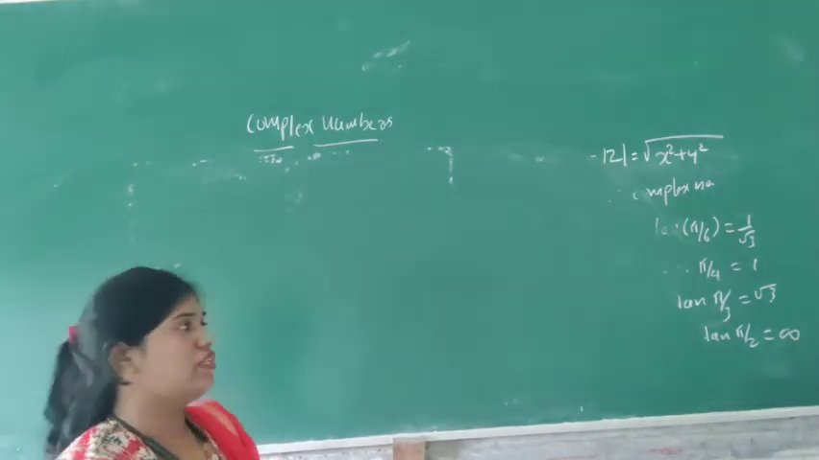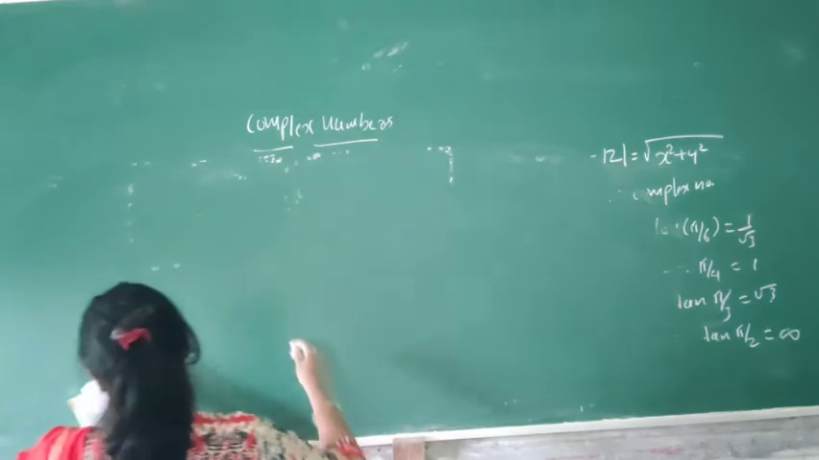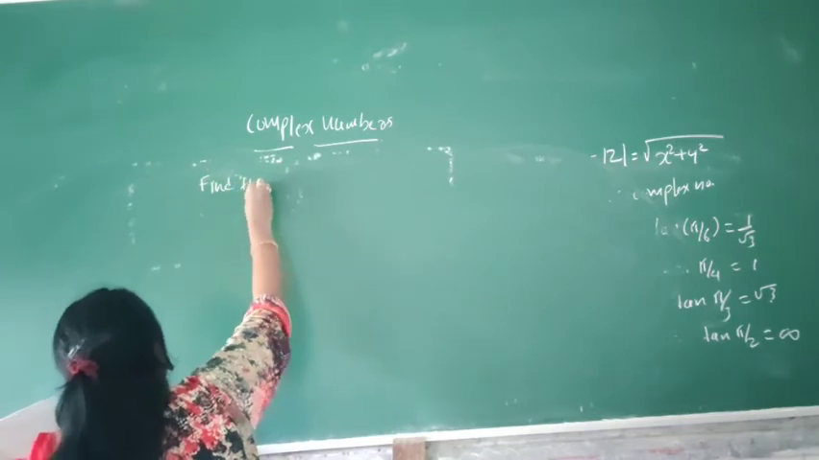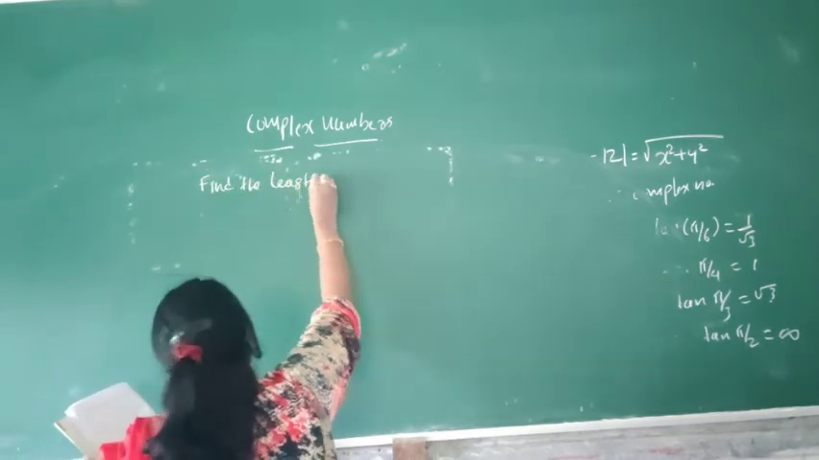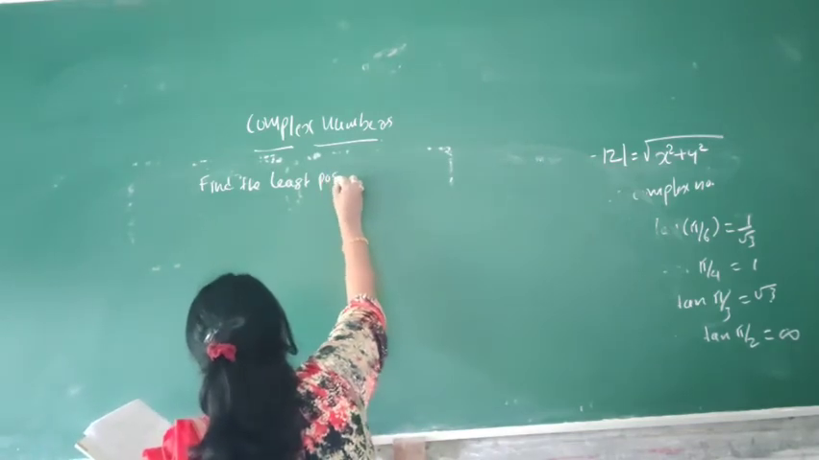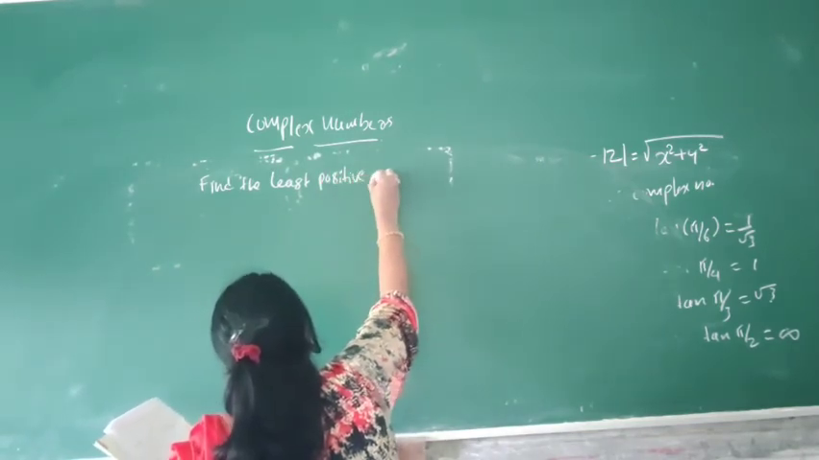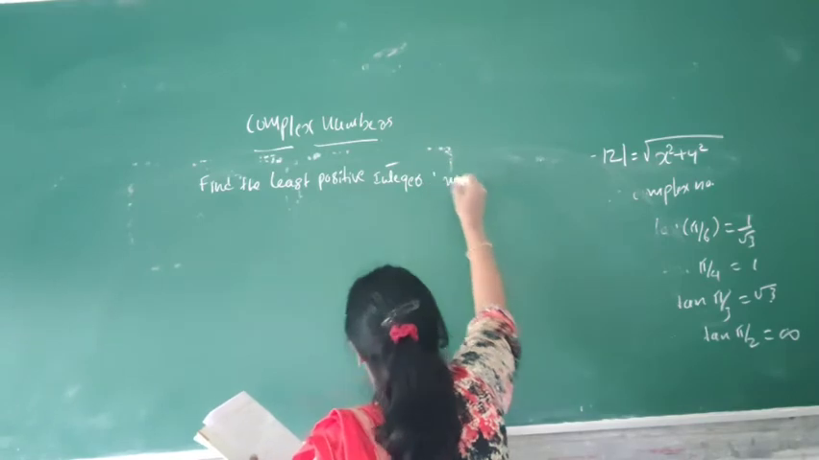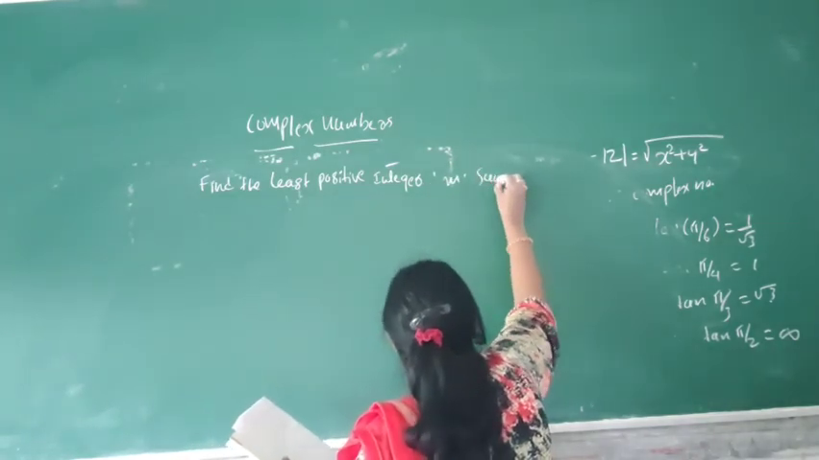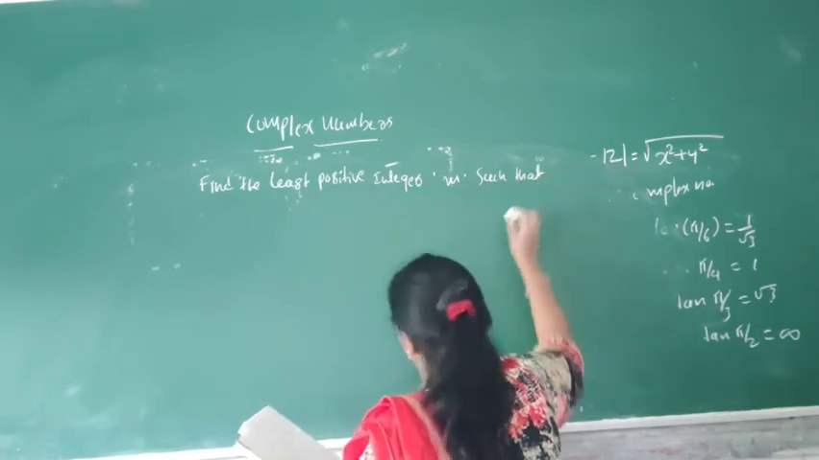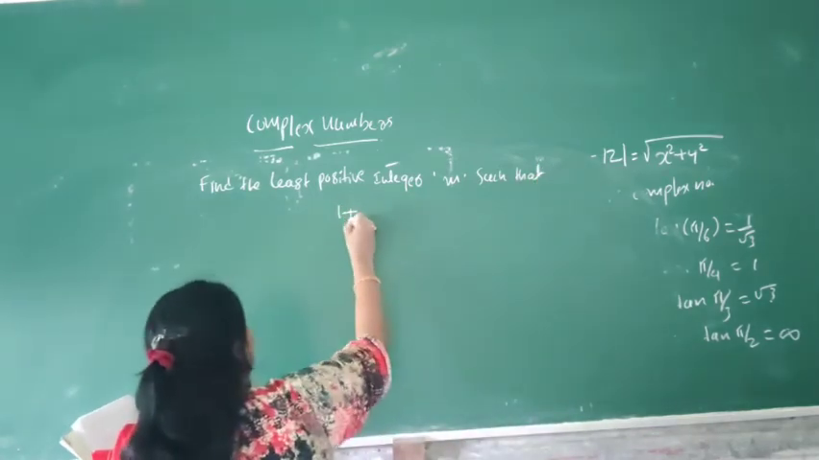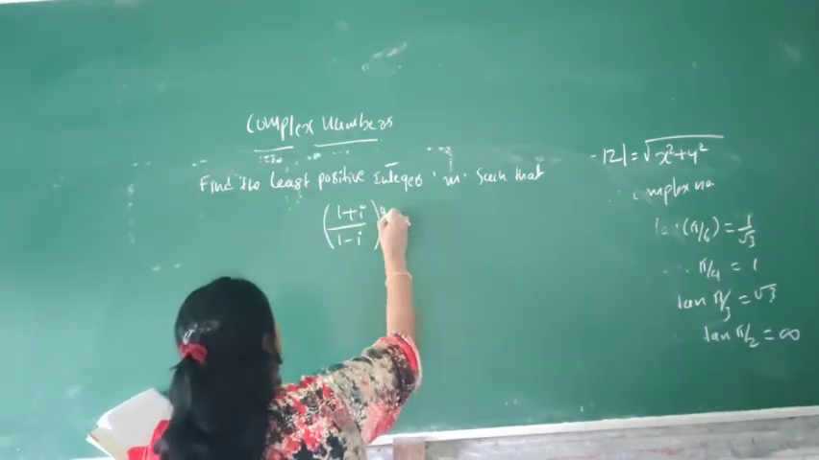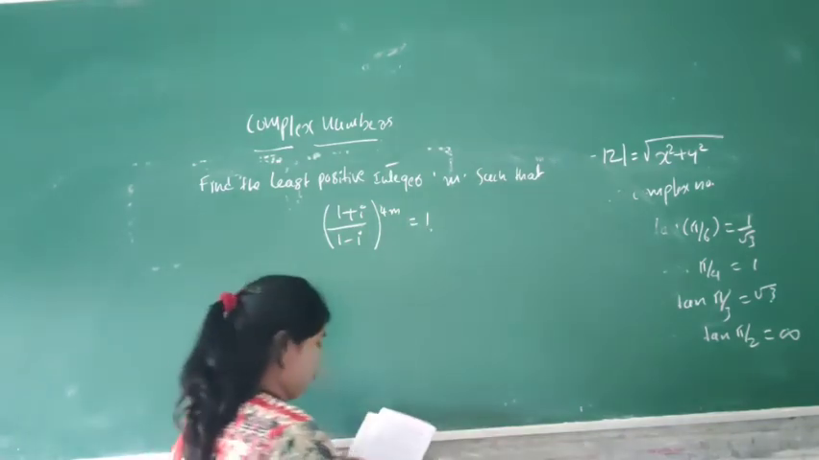Find the least positive integer m such that (1 plus i divided by 1 minus i) to the power 4m is equal to 1.